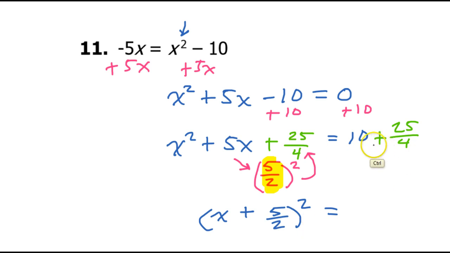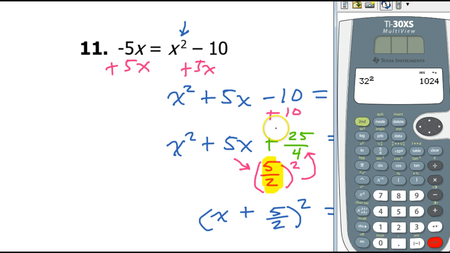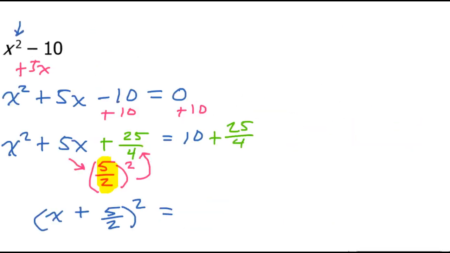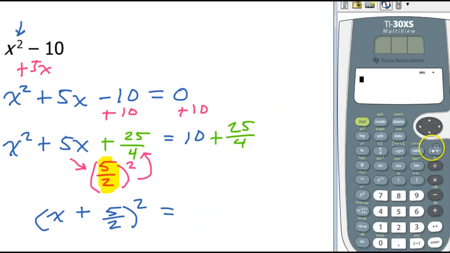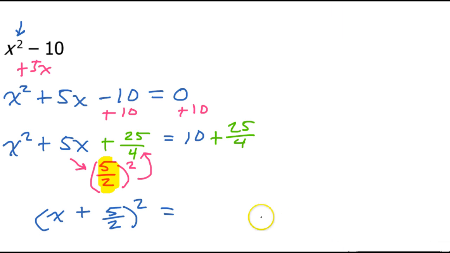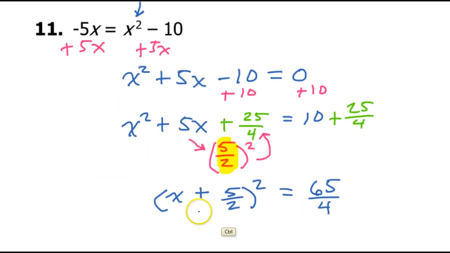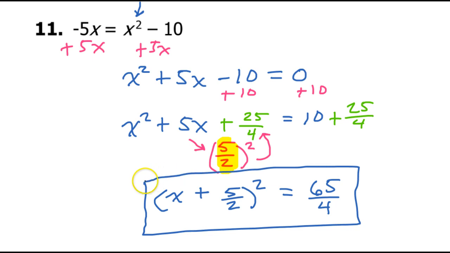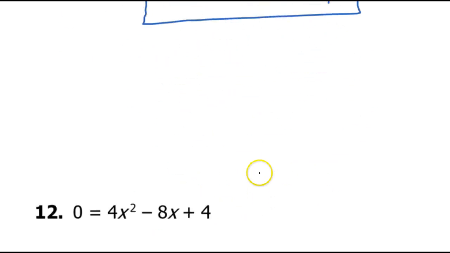Now over here, you know, I can do this by hand because I'm a big boy, but I could also use a calculator, which is what I'm going to do right now. So 10 plus 25 over 4. Okay, that's 65 fourths. Okay, so that is the answer for problem number 11. Okay, we've completed the square.